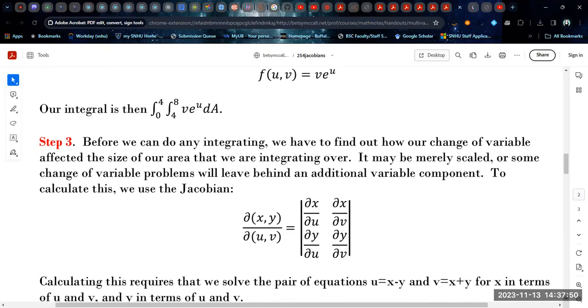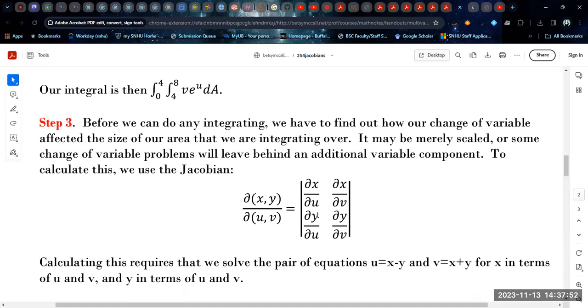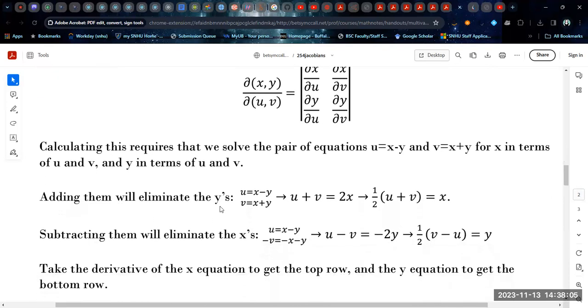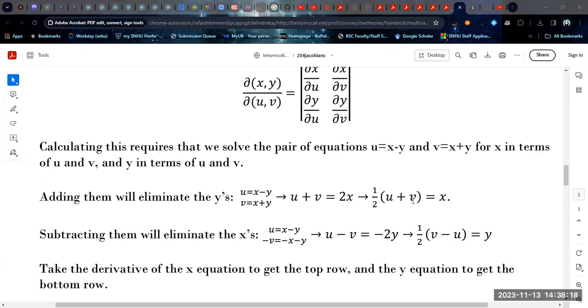Now, the Jacobian is essentially a matrix of partial derivatives, and we're going to have to solve our u and our v equations for x and y in order to do this. So that's our next algebra step. We're going to treat this like a system of equations. So u is equal to x minus y and v is x plus y. If we add them together, we're going to cancel the y's. So u plus v is 2x. Therefore, x is 1/2 (u plus v).